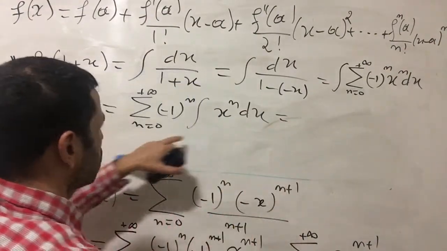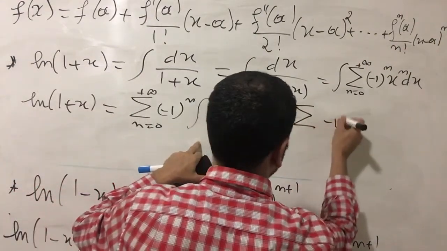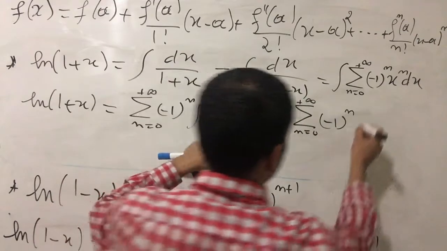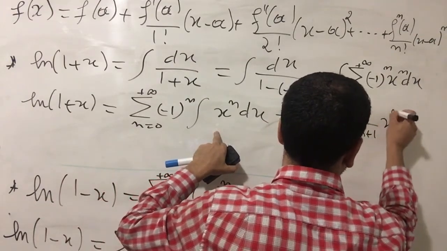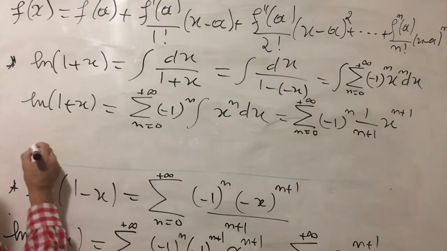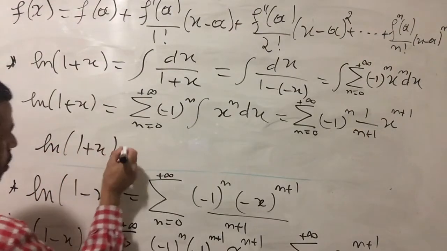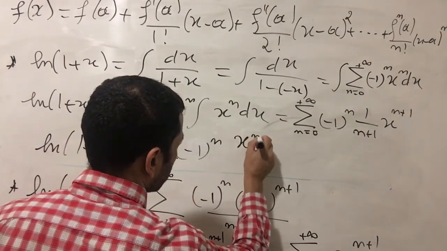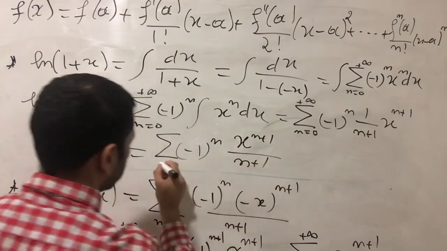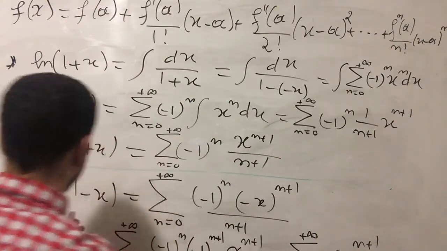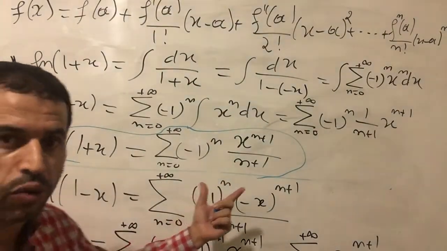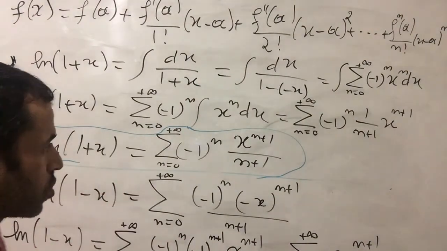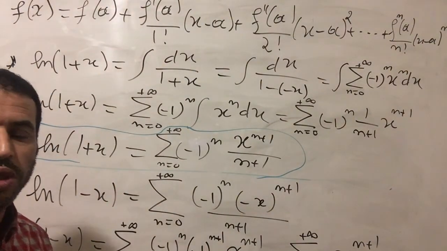So this is the sum of minus 1 to the n as n goes from 0 to plus infinity, and the integral gives 1 over n plus 1 times x to the n plus 1. So natural log of 1 plus x equals this sum of minus 1 to the n multiplied by x to the n plus 1 over n plus 1 as n goes from 0 to plus infinity. So we found this value by using both methods, Taylor expansion and geometric series. I am done with this problem. Thank you for watching. I will see you in the next video. Bye.